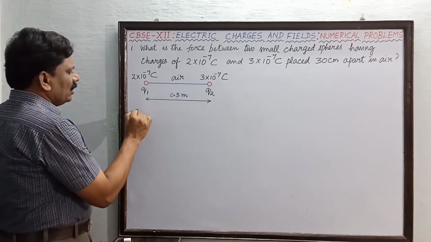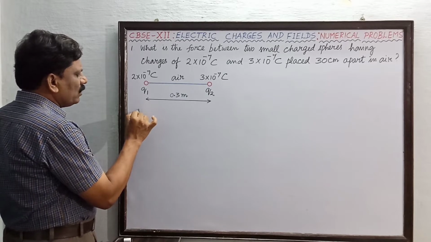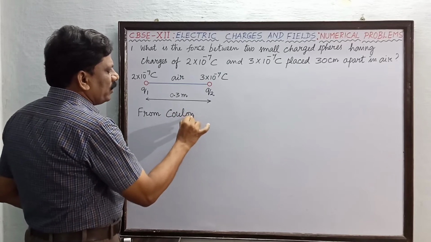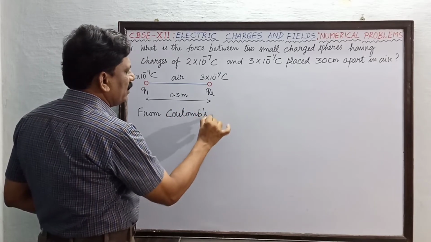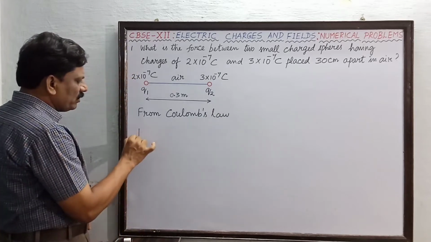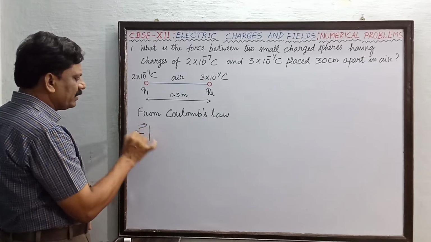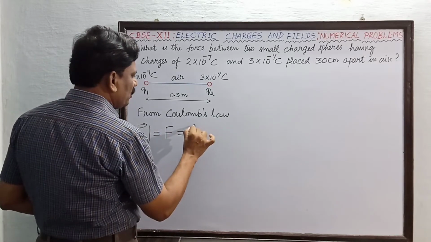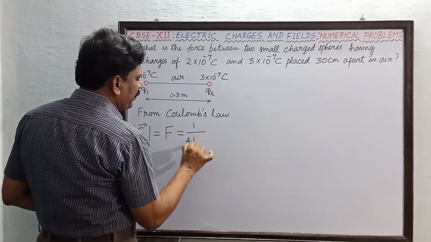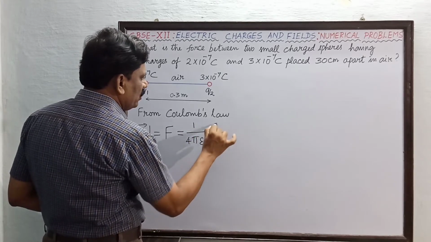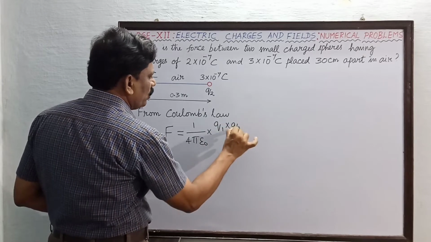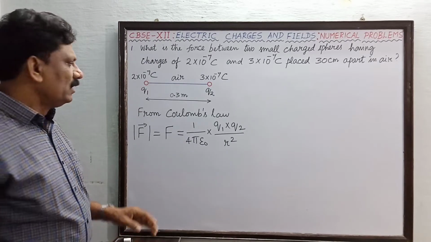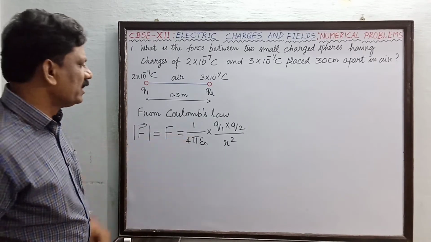So what is the Coulomb force? We are going to find out. So we are going to apply Coulomb's law. So what is the statement, the mathematical expression of Coulomb's law? The magnitude of the force is F. So this is equal to 1 by 4 pi epsilon naught into Q1 into Q2 divided by R square. This is the magnitude of the electrostatic force between the two charges.